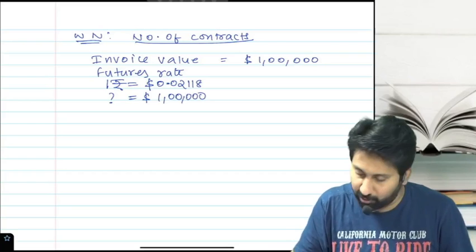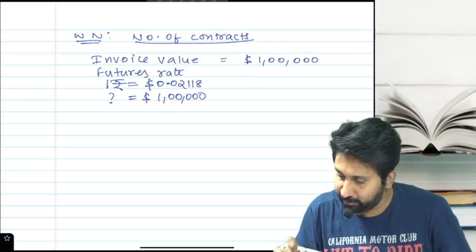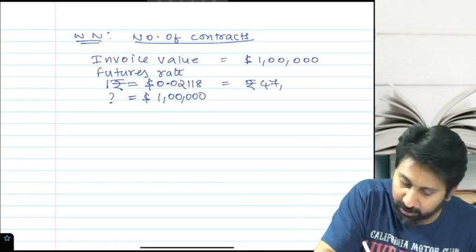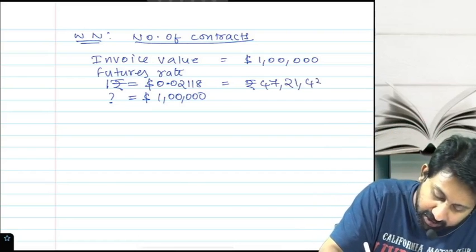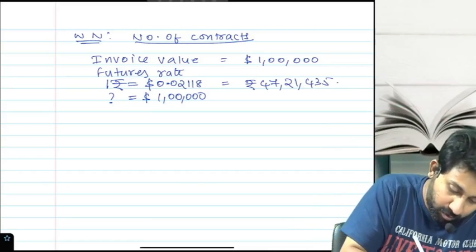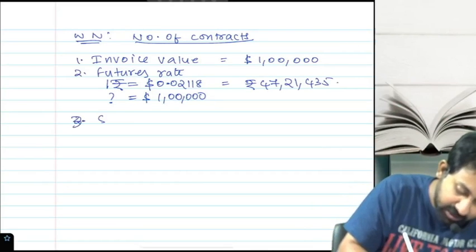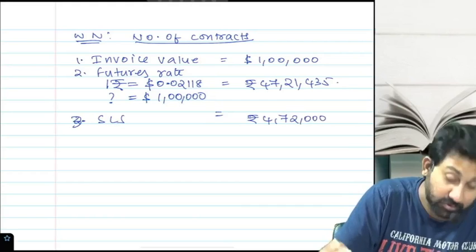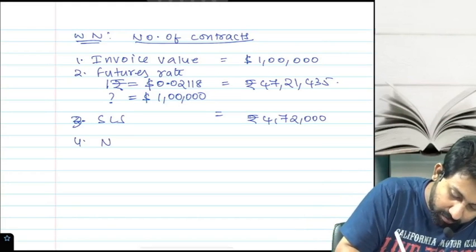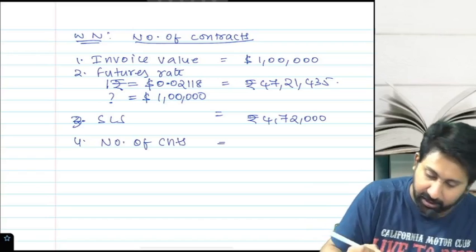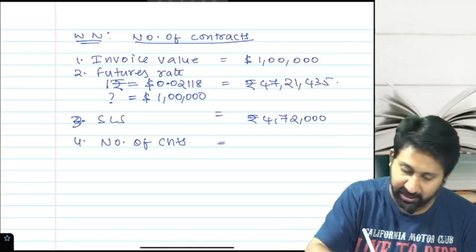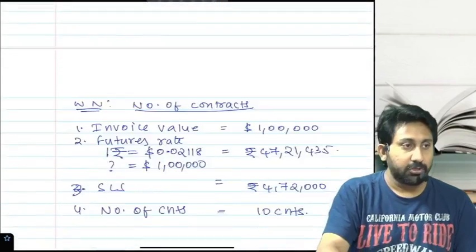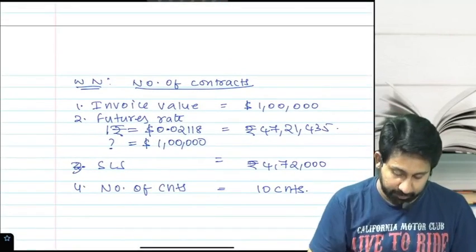1 lakh divided by 0.02118, everyone do it. How much will it become? It has become rupees 47 lakh 21,435. Okay, what is the standardized lot size? Standardized lot size is rupees 4,72,000. Means how many contracts do I need to enter? Divided by 4,72,000, exactly, you need to enter into 10 contracts. So the given quotation is per unit in rupees.